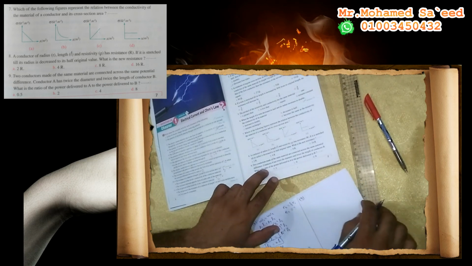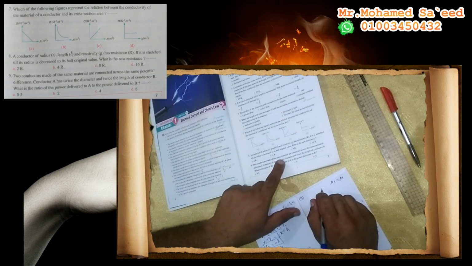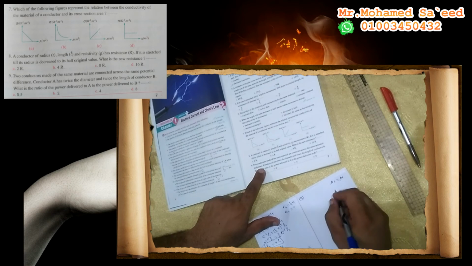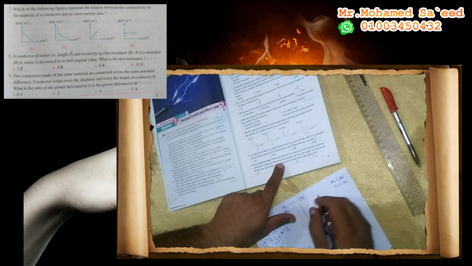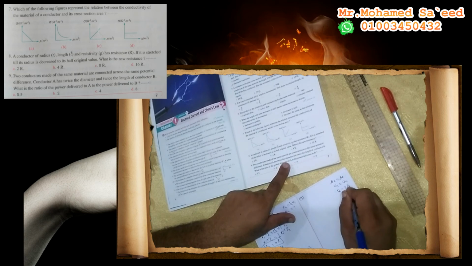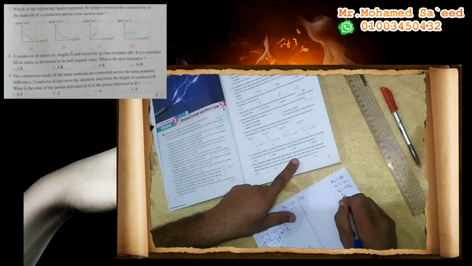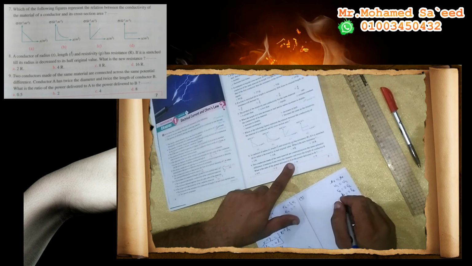Two conductors made of the same material, so rho e1 equals rho e2, are connected across the same potential difference, V1 equals V2. Conductor A has twice the diameter, so which means twice the radius, RA equals 2RB, and twice the length, LA equals 2LB. What is the ratio of the power delivered to A to the power delivered to B? Power A over power B equals what?